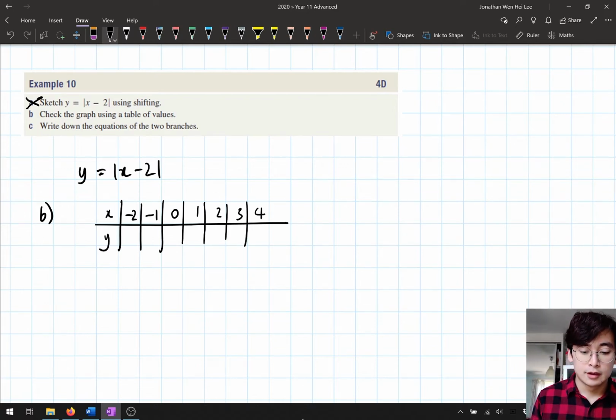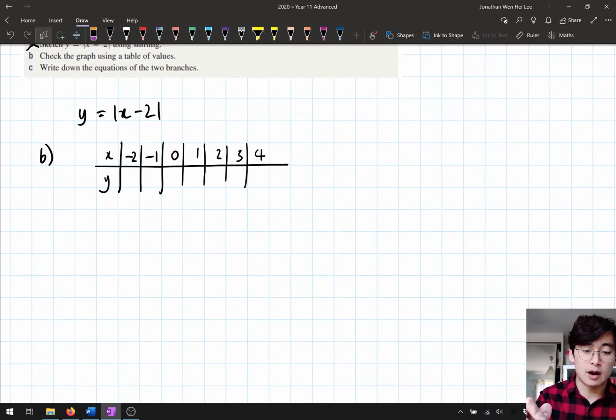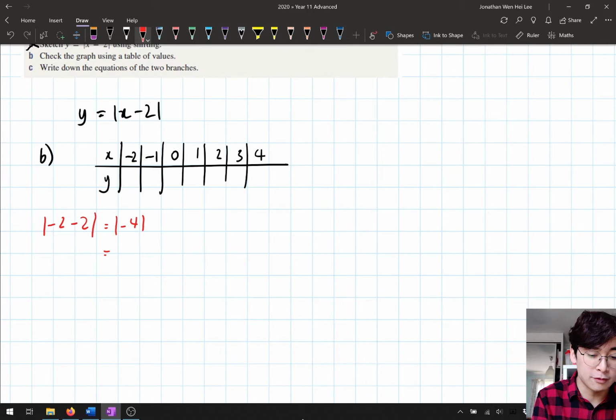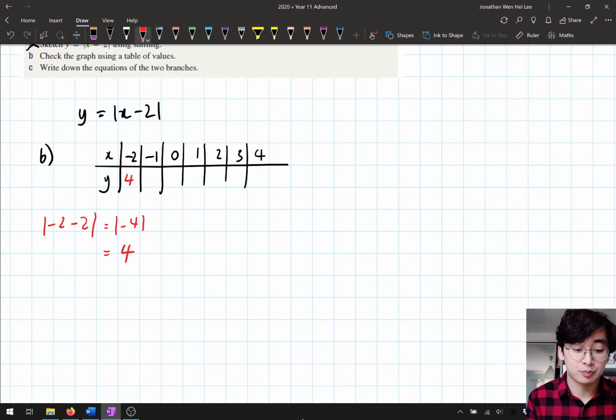Okay, so let's substitute a few points in just to figure out what the y values are. So let's start with -2. Let's put -2 into our absolute value. Here we're replacing x with -2, and we're subtracting 2. So what's -2 minus 2? That'll give me -4. I take the absolute value of that, and when I take the absolute value, if it's a negative number, I just flip it to get the magnitude. So I have a 4 here. So for this first value, I've got 4.